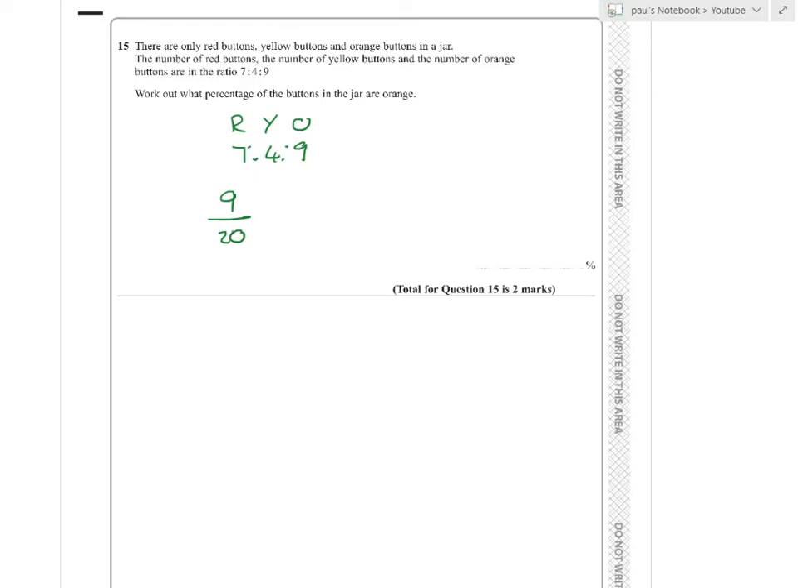4.5 over 10. So that's 4.5 tenths, times 100. Yeah, cancel. 10 times 4, 4.5 is 45%.